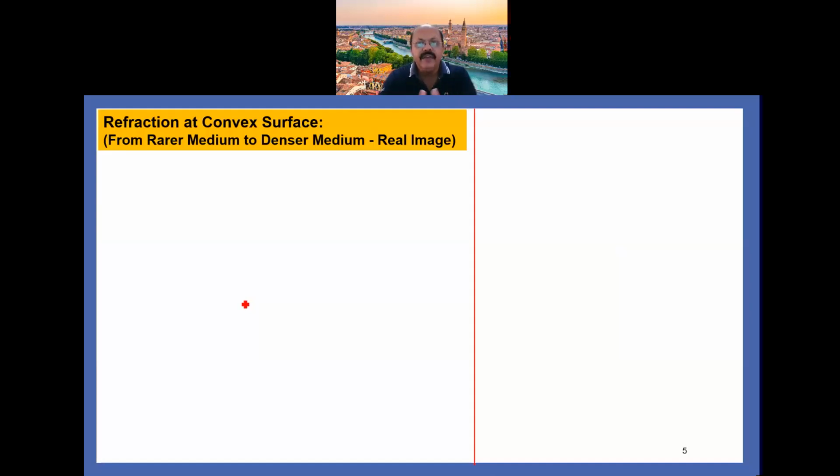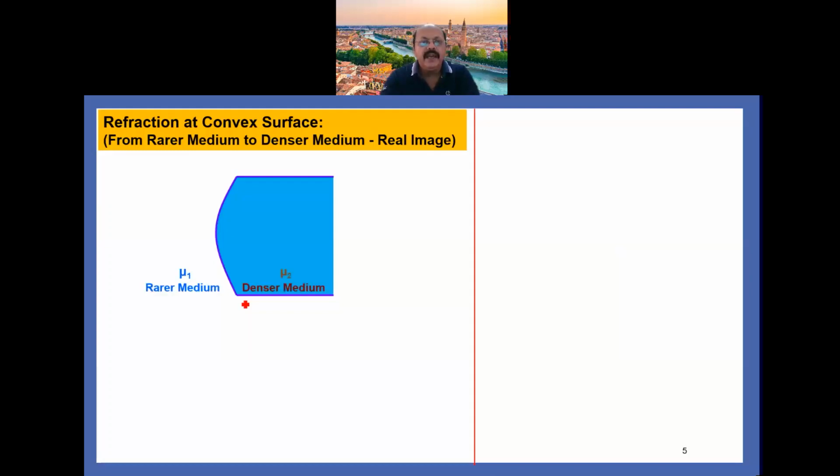So these sign conventions and assumptions we have to remember while we are deriving a formula in case of refraction at spherical surfaces. First we are taking refraction at convex surface, which takes place from rarer medium to denser medium, and in that condition a real image is formed. So you see the ray diagram of it. This is a convex surface and there are two media, on the left side rarer medium, on the right denser medium. They have the refractive indices mu1 and mu2.